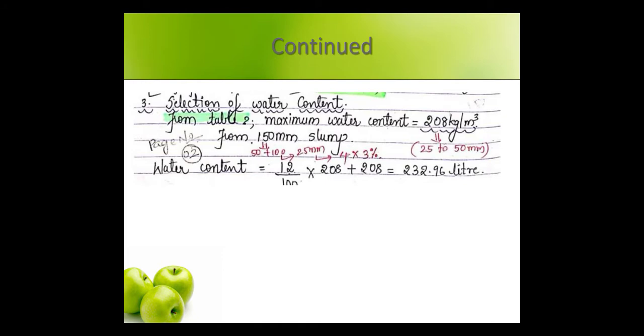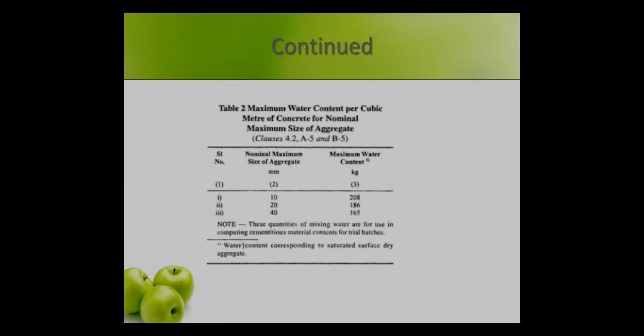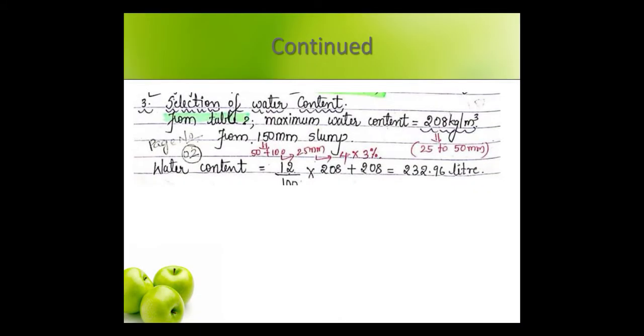But this will be only for 25 to 50 mm slump. Means if your slump value is between 25 to 50, you can directly take the maximum water content given in IS 10262. But if it is other than 25 to 50 mm slump, you have to add some percentage. So now we have here a 150 mm slump.